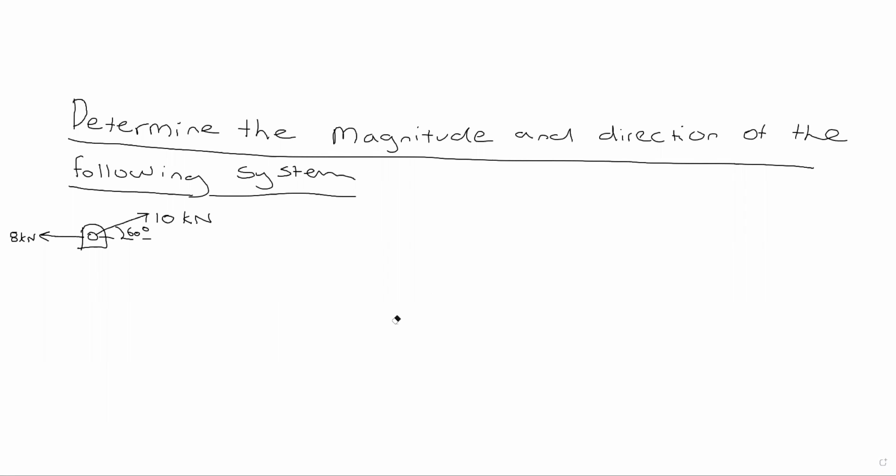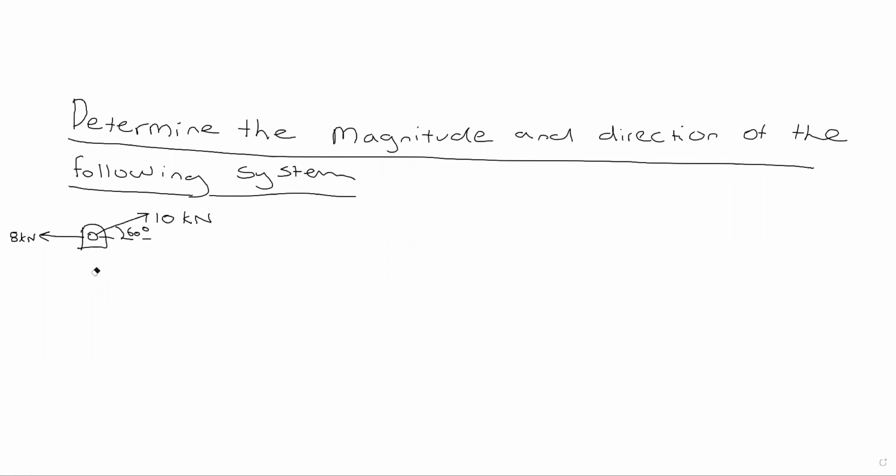Okay, for the following system, we're going to be determining the magnitude and direction for this system. We can see here this system has an 8 kilonewton horizontal force with a diagonal force of 10 kilonewtons at an angle of 60 degrees.